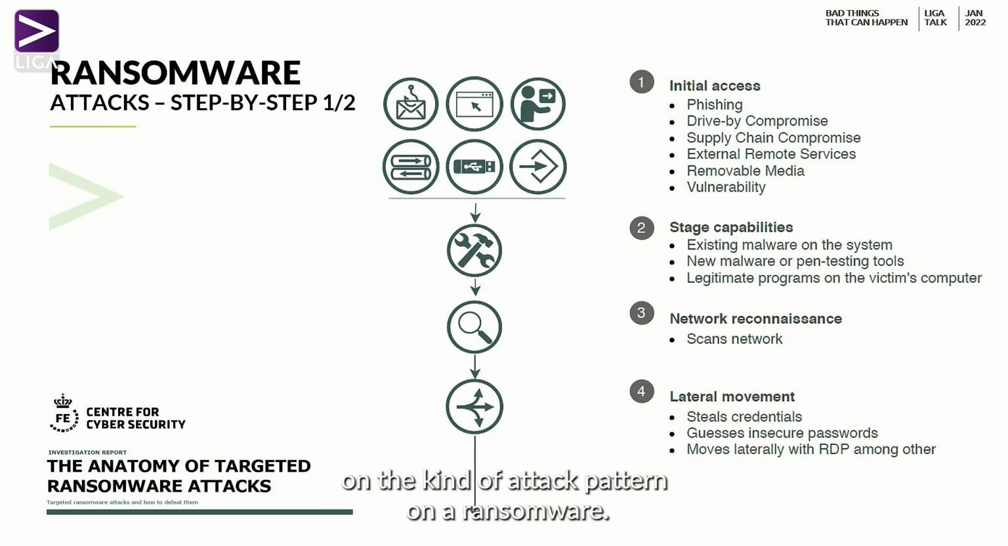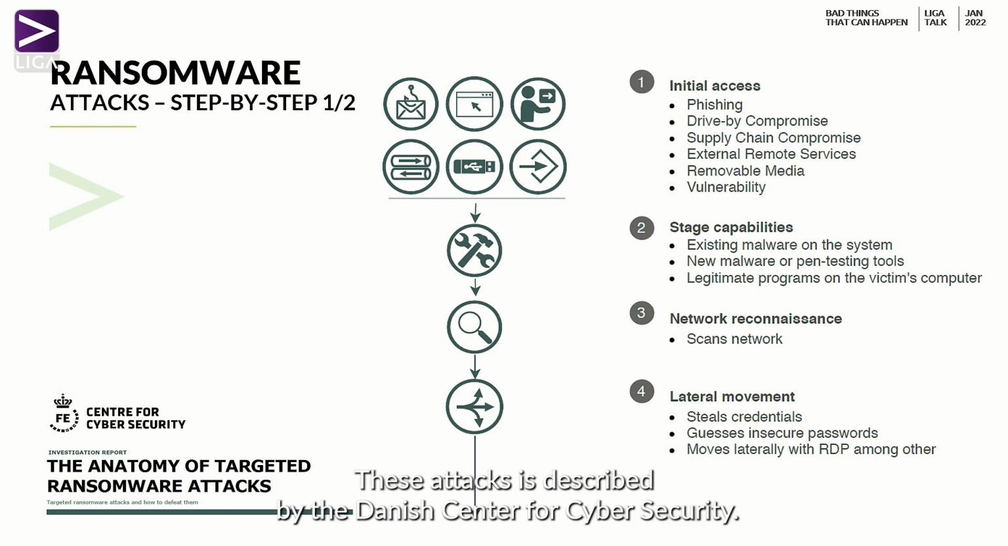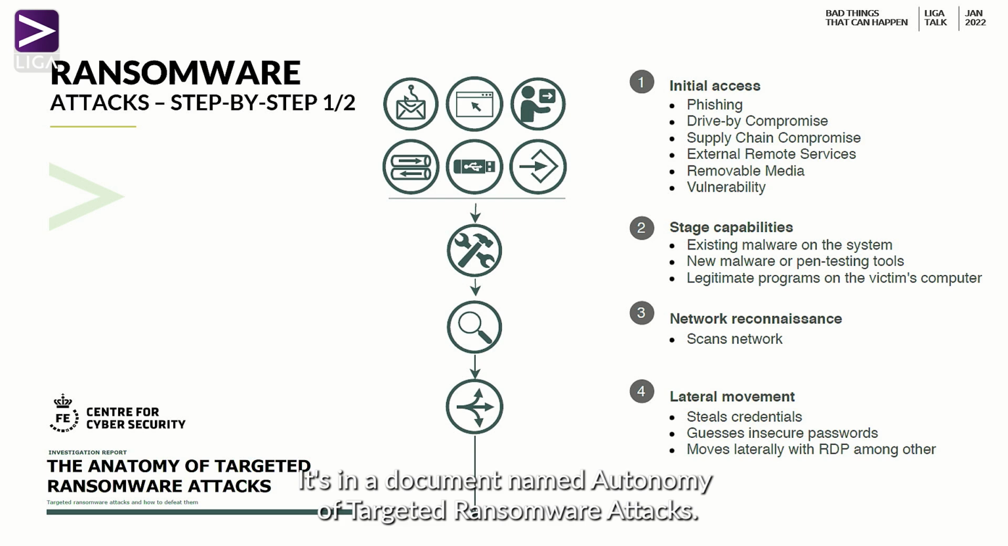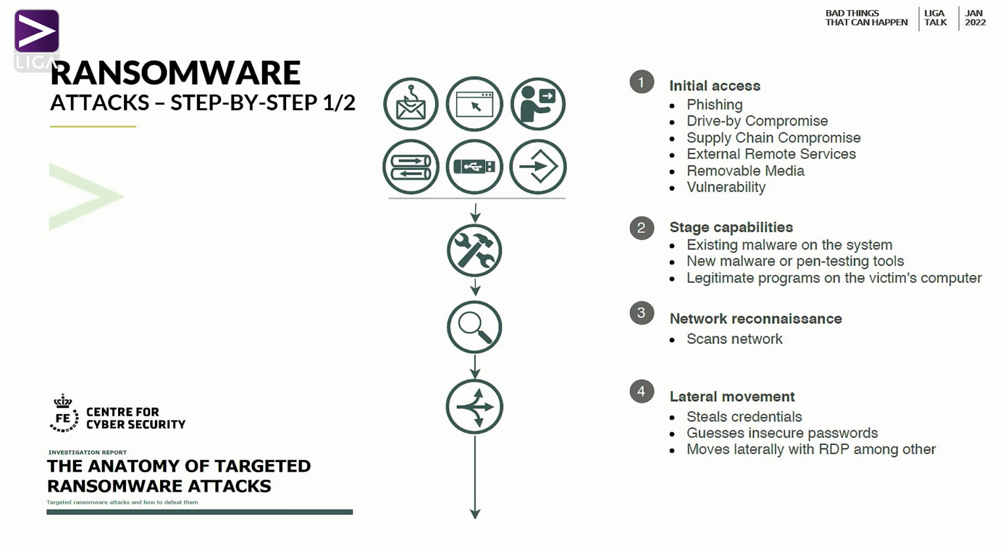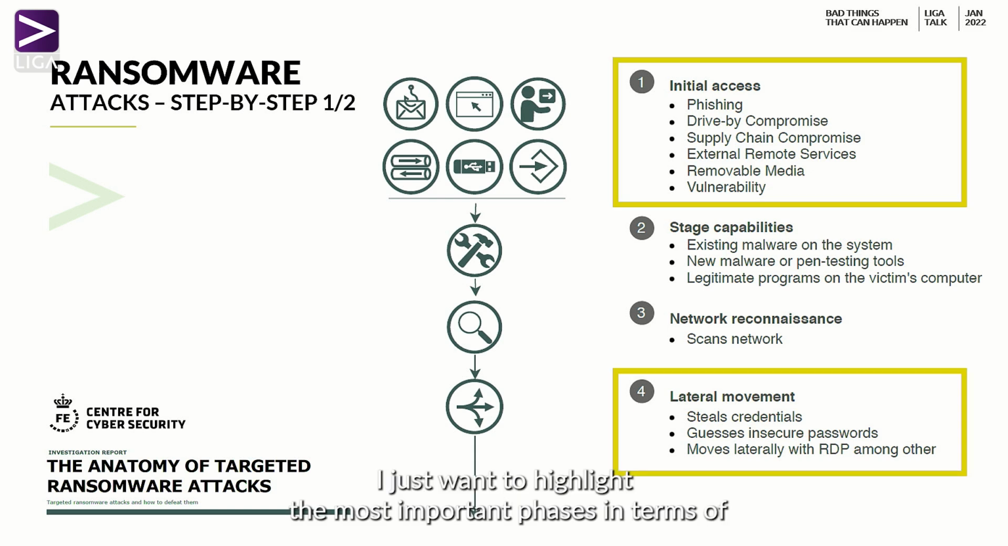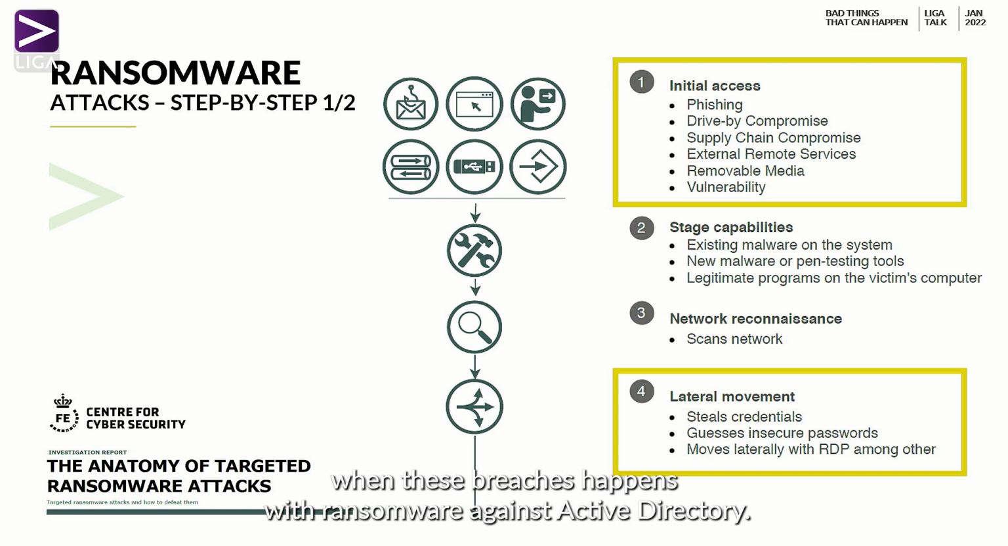Also looking a little bit at the attack pattern of ransomware. This attack is described by the Danish Center for Cybersecurity in a document named The Autonomy of Targeted Ransomware Attacks, and I can definitely recommend you go and read the document. There are multiple phases. I just want to highlight the most important phases in terms of when these breaches happen with ransomware against Active Directory.